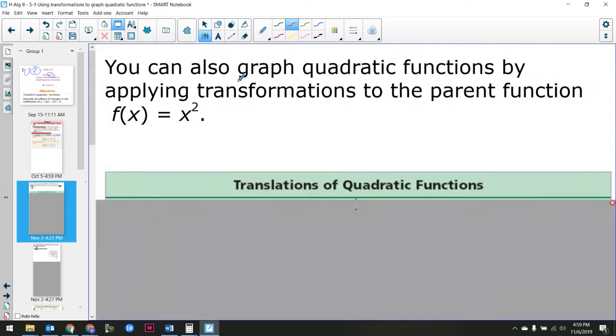So we can also graph quadratic functions by applying the transformations. Hey, look, our good friends, the transformations, they're back again, to the parent function f of x is equal to x squared. Guys, I want to reinforce this. I think I've said it before, but I want to say it again. Any quadratic function is a transformation on the parent. Every single quadratic function that we will do in this entire chapter is just some sort of transformation on this parent.